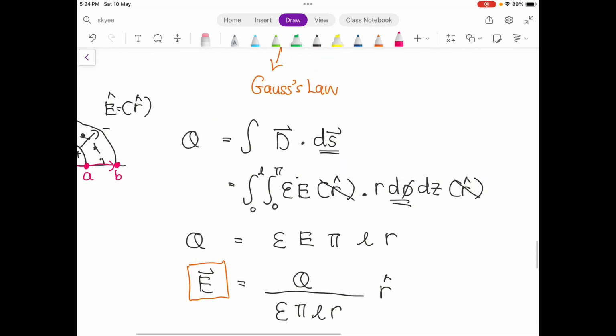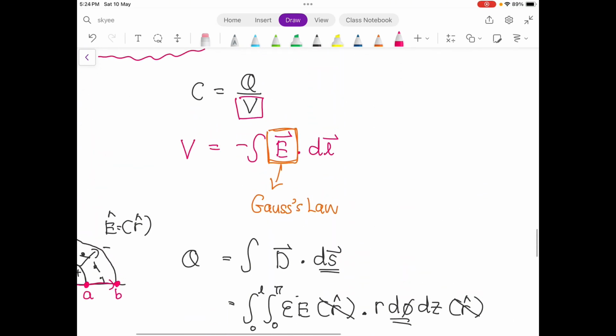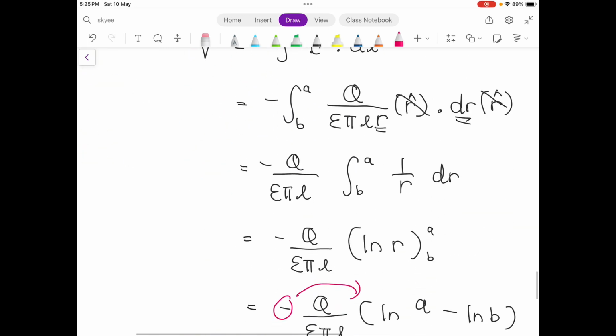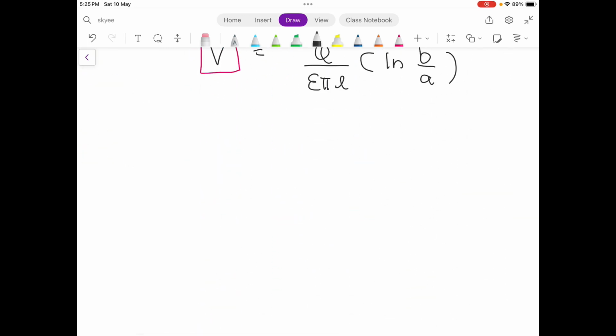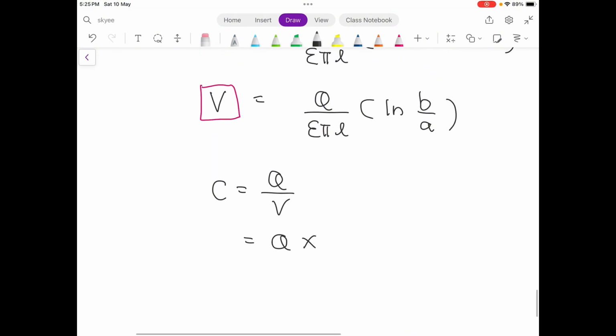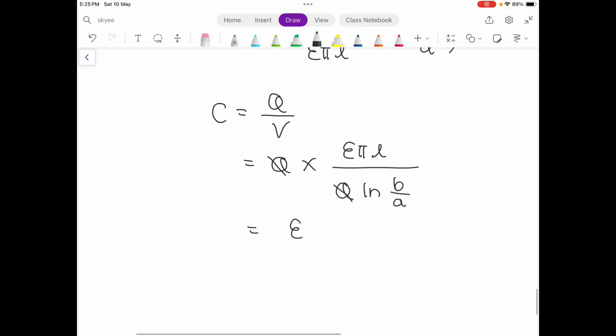Where to apply your V? Your V is going to be applied here. C equals Q divided by V. So it would be epsilon pi L over ln B over A. You cancel these things and you get your equation.